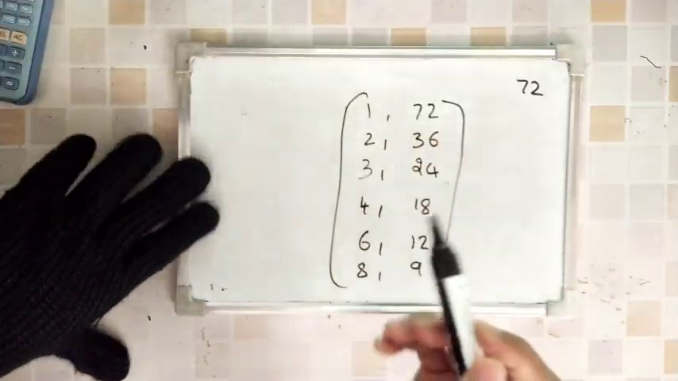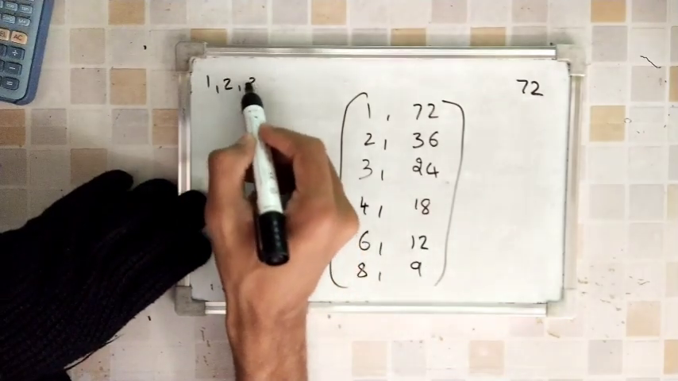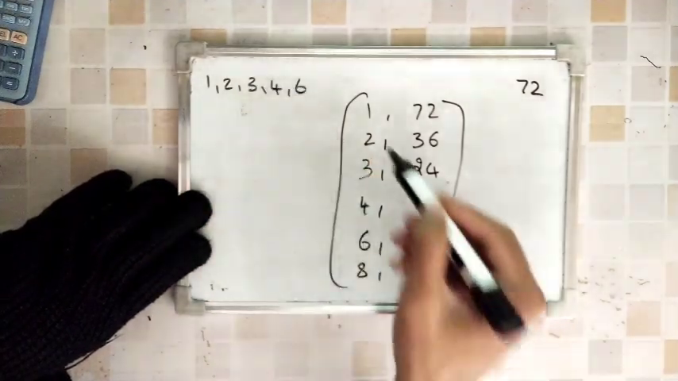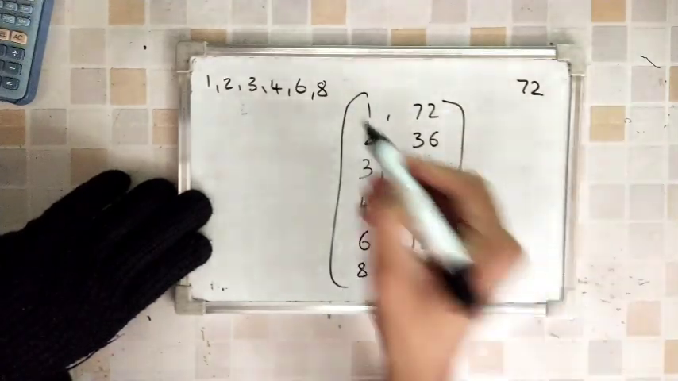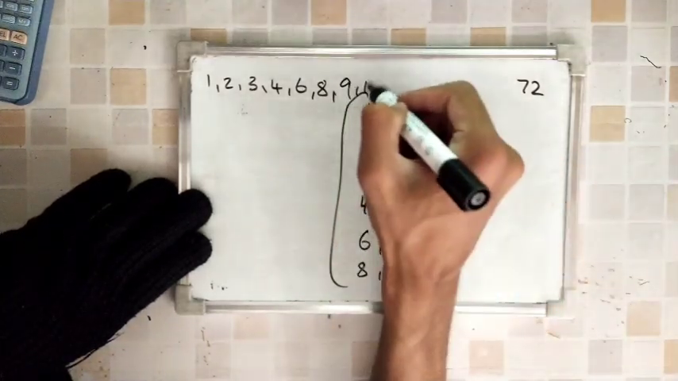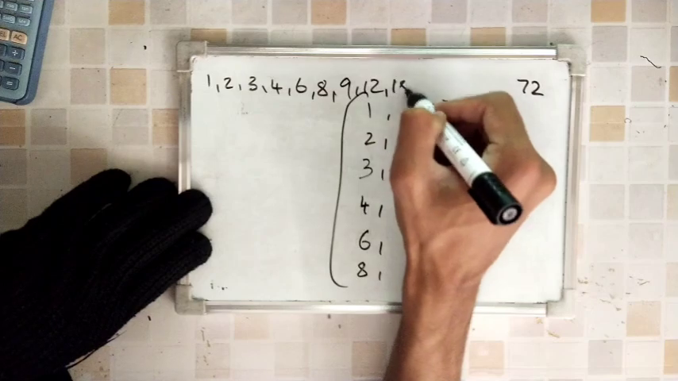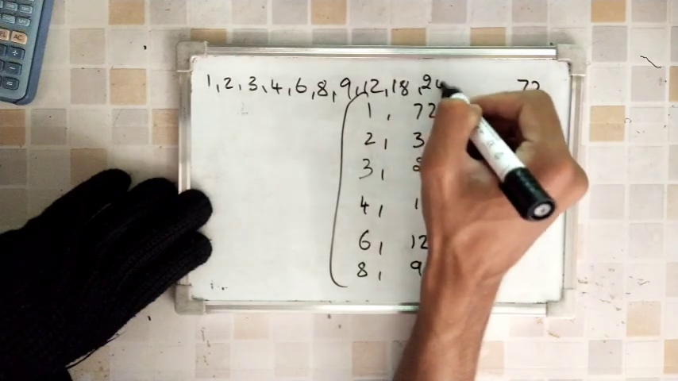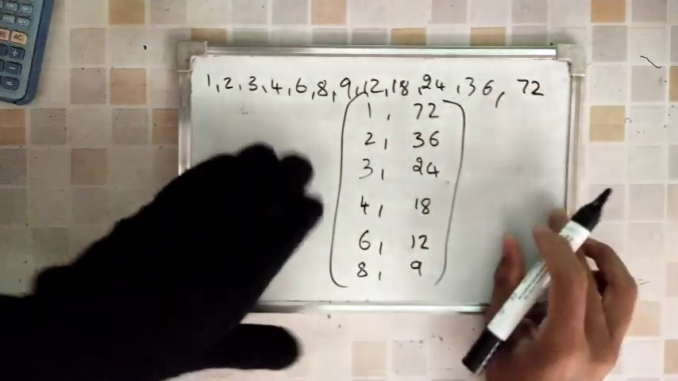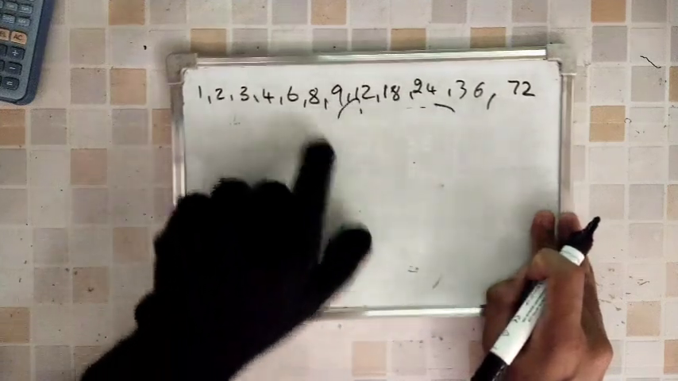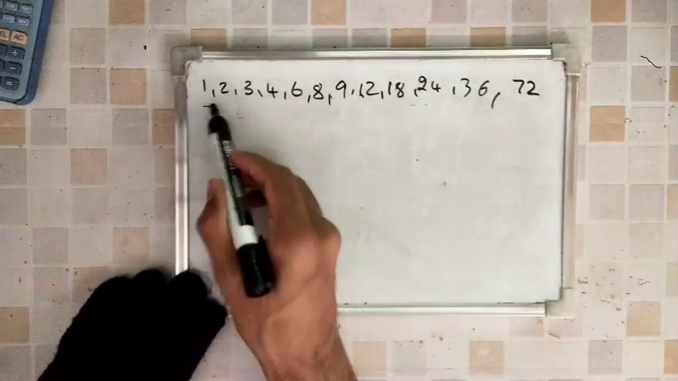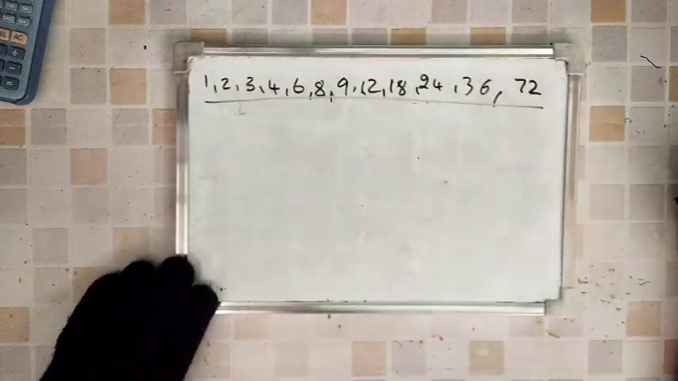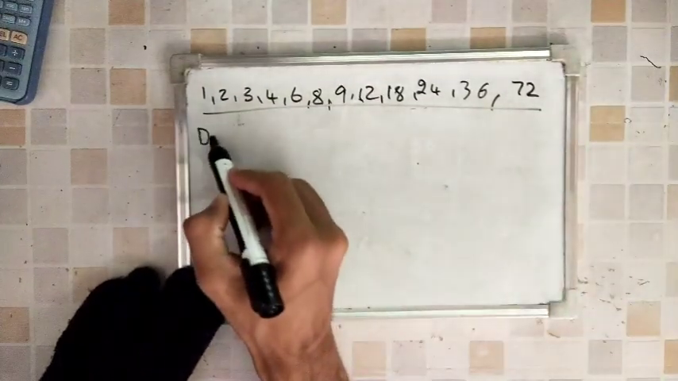One by one you keep on writing: 1, 2, 3, 4, 6, 8, right? Then 9, 12, 18, 24, 36 and 72 itself. So these are all the numbers which are divisors of 72, including 72 itself. Then now what I have to take? So D of 72 is equal to this.